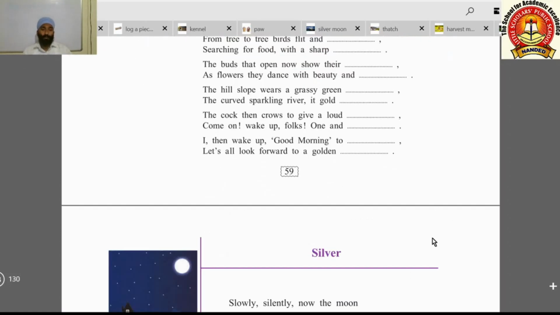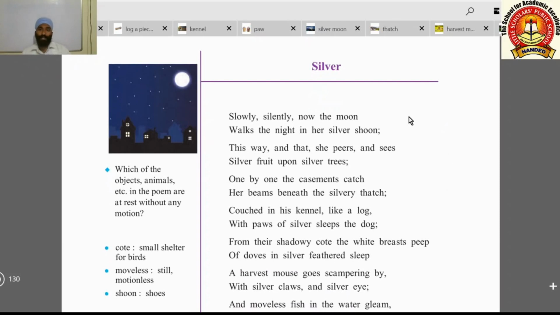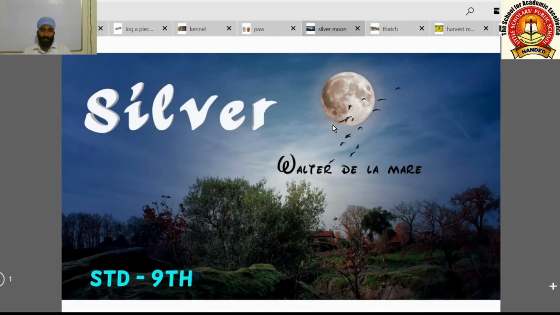Now you come to page number 60. Here our poem Silver is given. So what is silver here? You can see the moon, and its color is silver. In the night, wherever darkness is there, the moonlight falls at that place, and that light makes the darkness silver. The trees or the animals which are present in that moonlight look like silver. So the poem is about that.